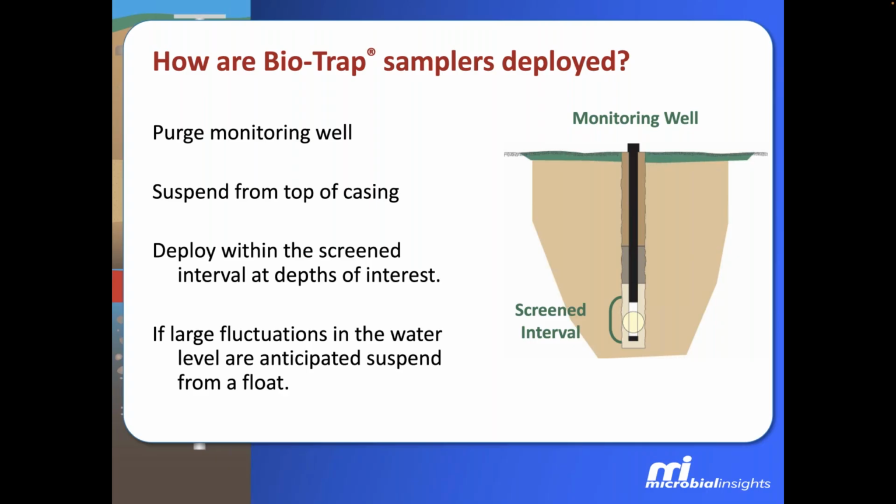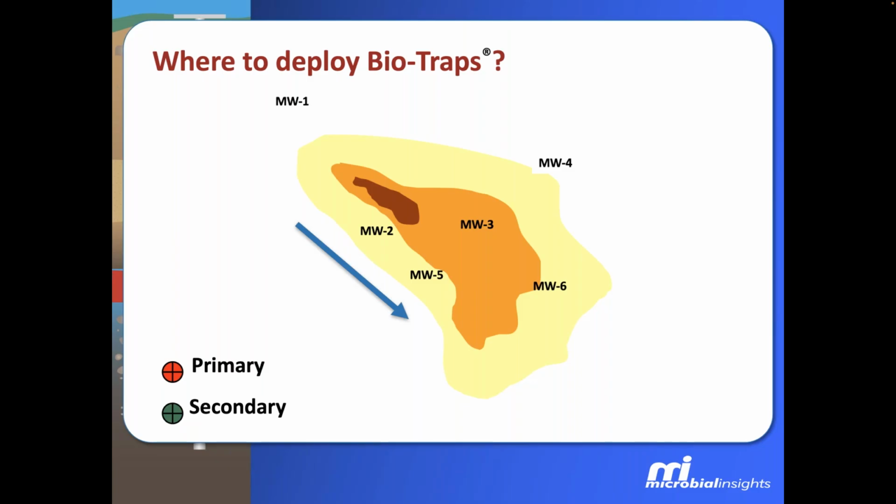And if you have an unconfined aquifer that has a lot of fluctuations in the water level, and those are anticipated during the time of incubation, we can actually suspend that biotrap from a float, so you can maintain it at a given depth no matter what happens to the groundwater level. So where do we deploy biotraps?